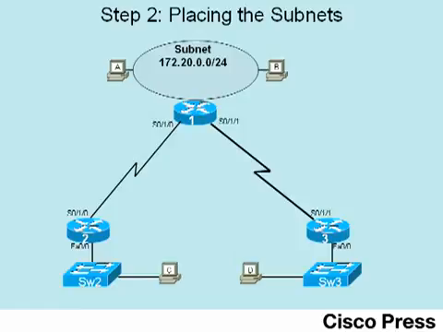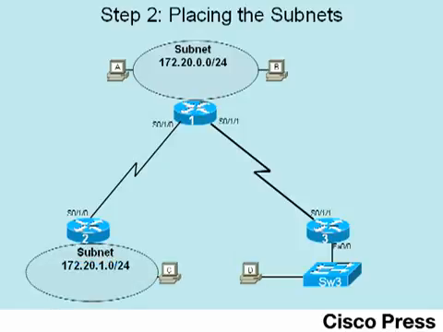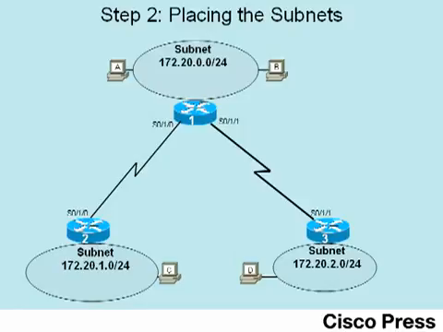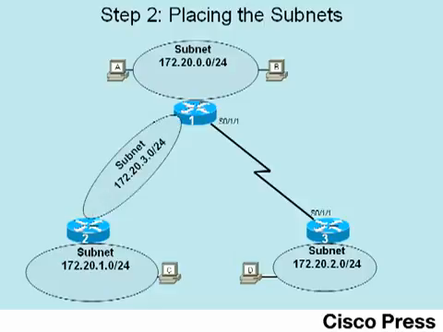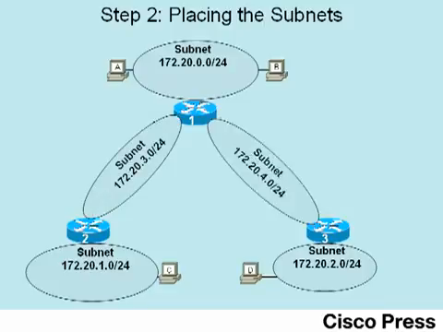Now, following the LAN subnets around again, I chose to use the 1.0 subnet on the LAN on the bottom left, and the 2.0 subnet on the LAN on the bottom right. Now, of course, we need 2 more subnets for the 2 WAN links, so in this case I chose the 172.20.3.0 subnet for the left-hand serial link, and 172.20.4.0 for the right-hand serial link.